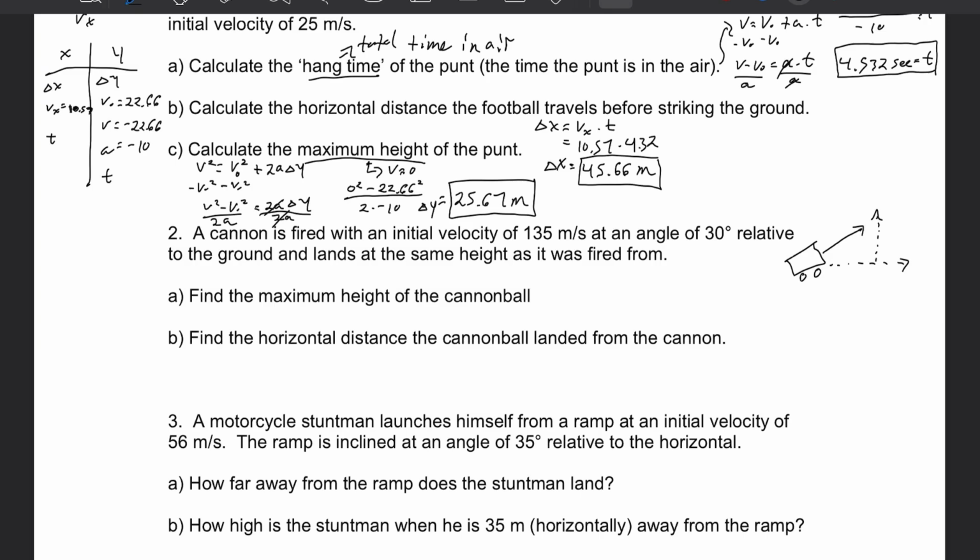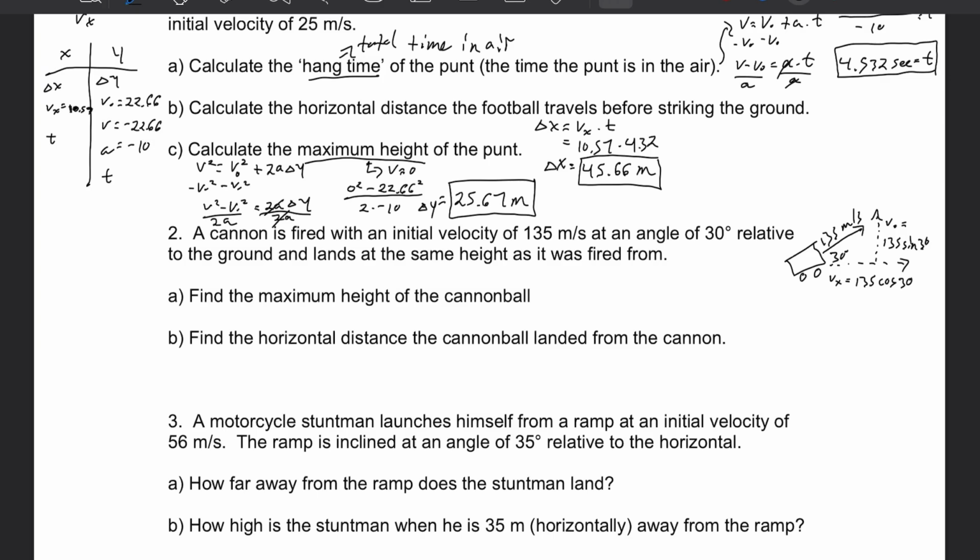We're going to break it into its components so that we know what the horizontal velocity is and the initial vertical velocity. The horizontal velocity, because it's adjacent to the angle, we're going to use the hypotenuse, and the function we're going to use is cosine and then the angle. So 135 cosine 30 in degree mode of your calculator. The initial vertical velocity would be 135 sine 30.